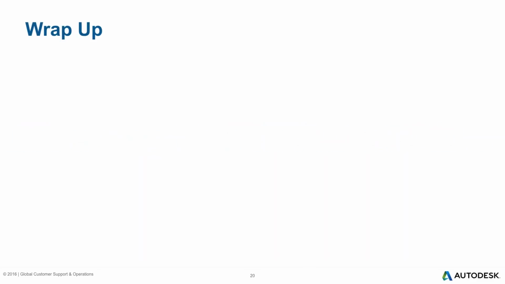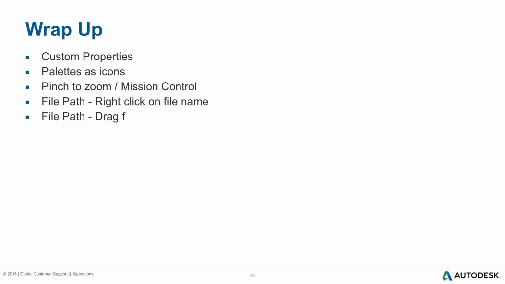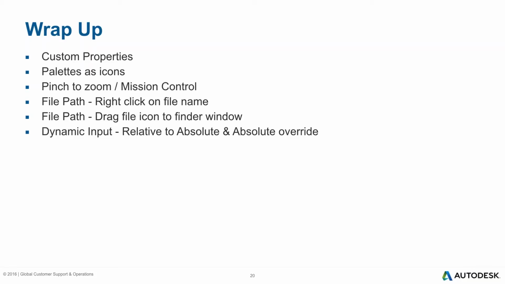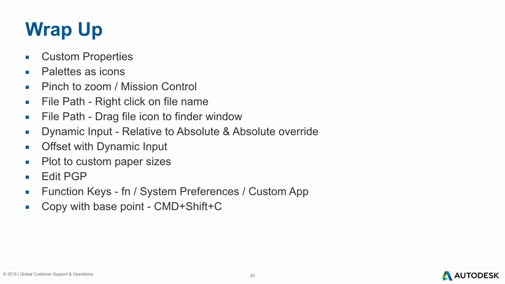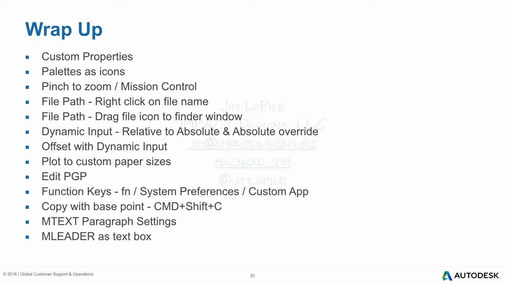So just a real quick wrap up. Obviously we talked about custom properties, we did the palettes as icons, the cool trackpad features, and being able to drag your file path anywhere that you want. A couple of tips for the dynamic input, being able to plot to custom paper sizes. Again, make sure you're using your page setups liberally, adding your program parameters or your command aliases. I'll have that little app there that everybody can use to switch your function keys back and forth. And then we had some cool little text objects as well.